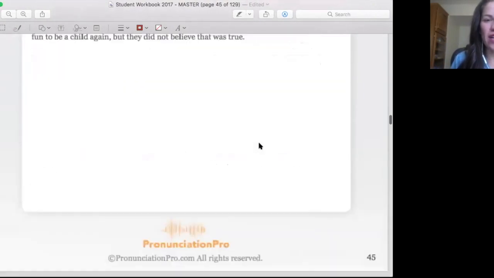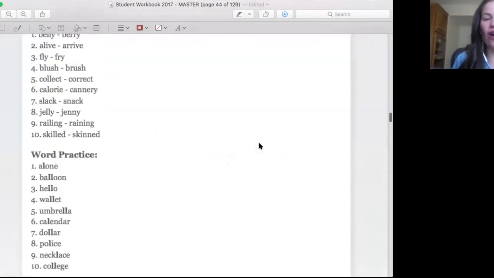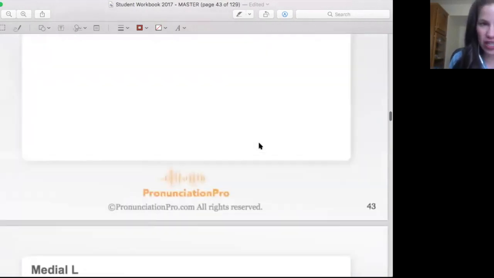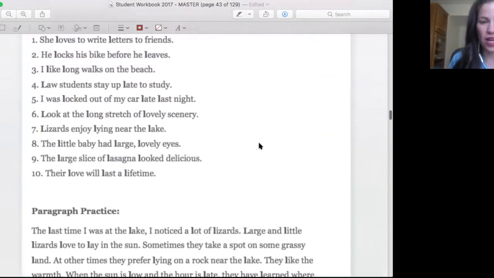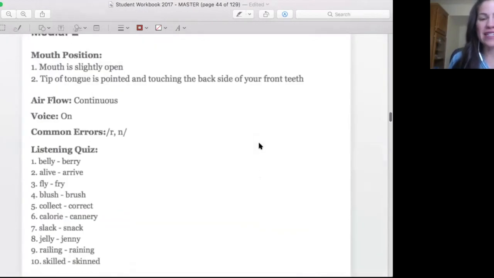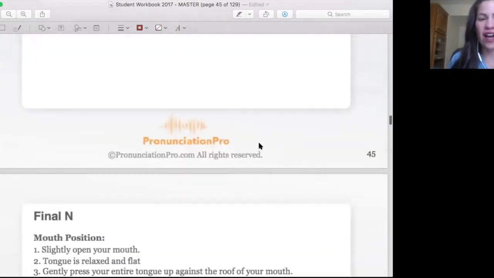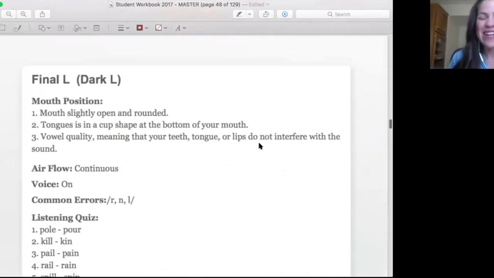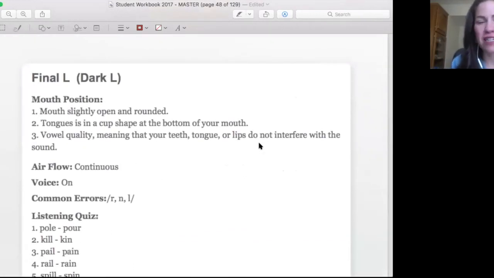My thing with the dark L is, if I didn't teach the dark L, I'd get a lot of questions about the dark L. So I go ahead and teach it in module 3, but my thing with the dark L is if it's hard for you, don't do it. Because it's really not that important, especially in connected speech.